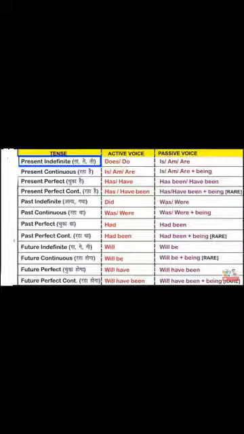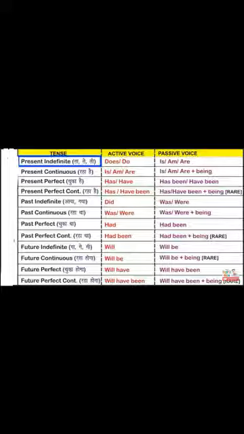And in the past indefinite tense, we always use did in negative and interrogative sentences, and this is active voice. When we convert it into the passive voice, we use was or were. In the past continuous tense, we use was or were, and when we convert it into passive voice, we write down was or were with being, okay. In the same way, in the past perfect tense, we use had plus verb, okay.